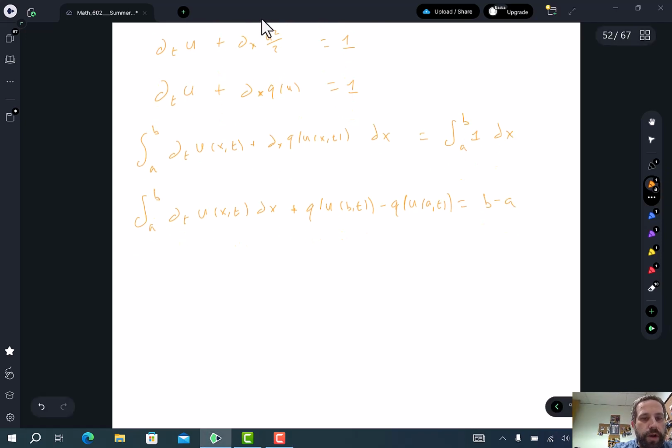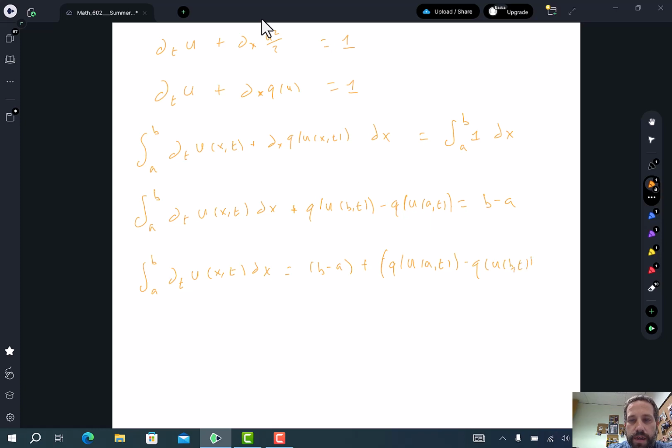So in other words, over any interval a and b, the change in u in this interval is going to be equal to b minus a plus q of u evaluated at (a,t) minus q of u evaluated at (b,t), like this. Okay, so now this is how the conservation law reads.